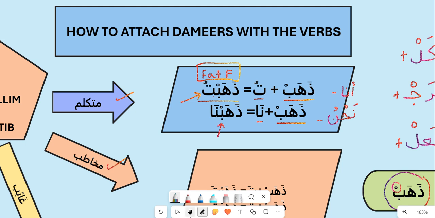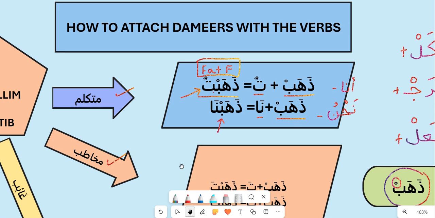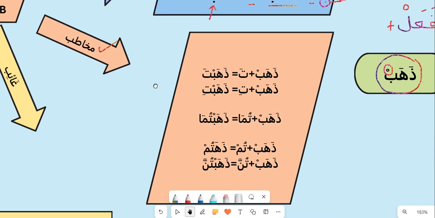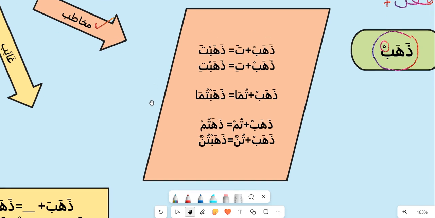Now going to the mukhatib group. We did the mutakallim, now let's go to the mukhatib. Now you see the basic structure we'll be using is dhahab, right? This is for anta, anti, and antuma. One thing you can see here is that we will be taking the ta, ti from the separate pronoun and attaching them with the verbs here.